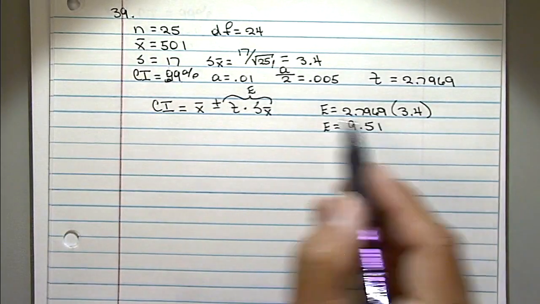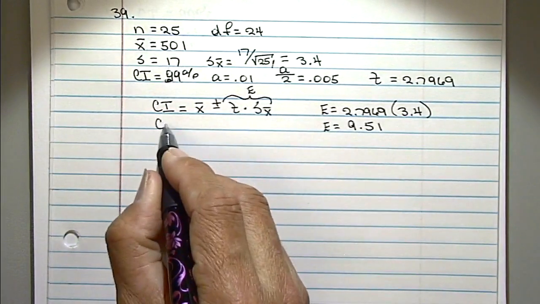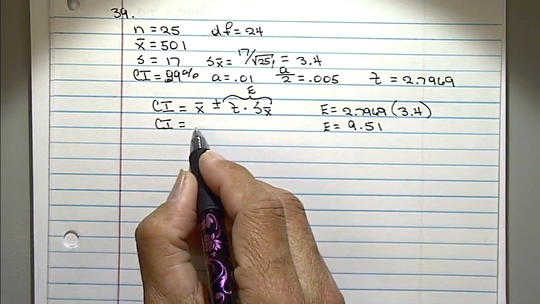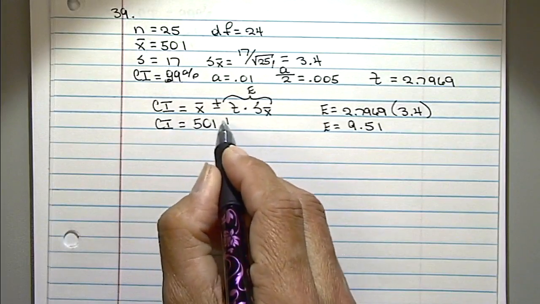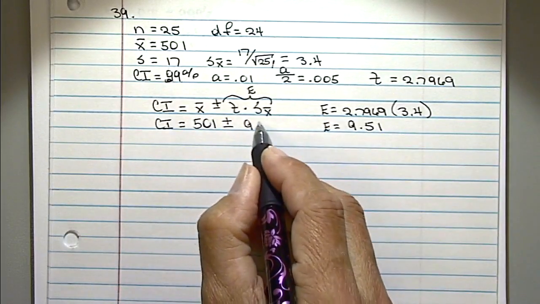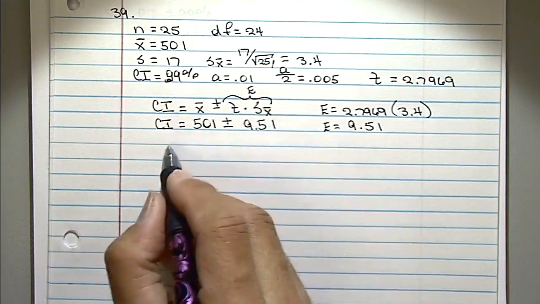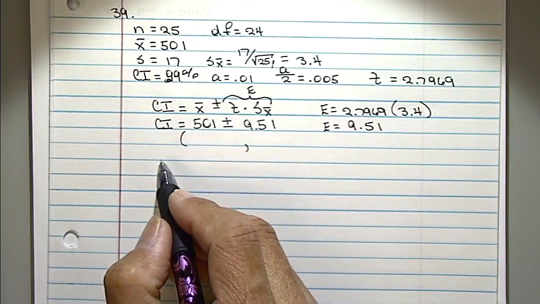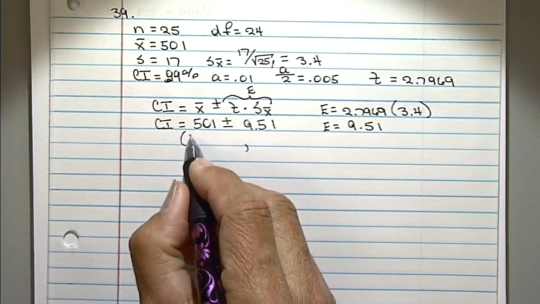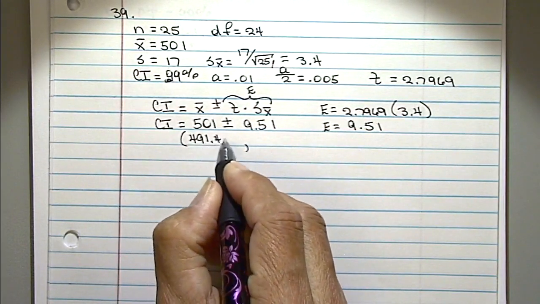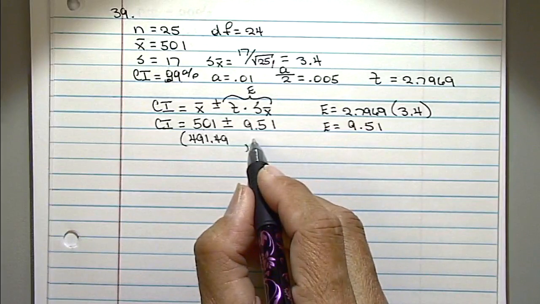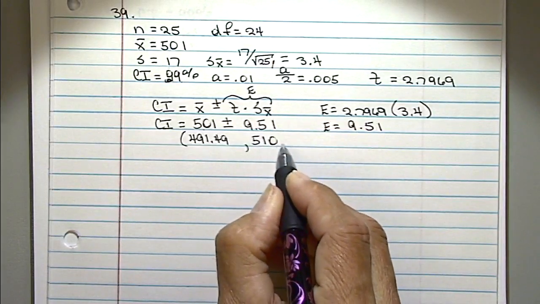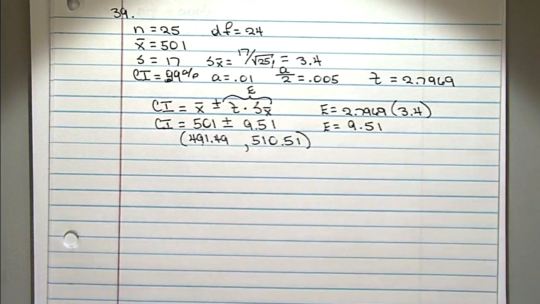I'm going to round it there because I'm going to be adding and subtracting over here. What am I going to add and subtract? Well, I start off with the sample mean. It came up to 501. I'm going to add and subtract 9.51. So the lowest number it could be is 501 minus that 9.51, and that would come out to be 491.49, and 501 plus that would be 510.51, and that is where I am 99% confident my population mean lies, between those 2 numbers.